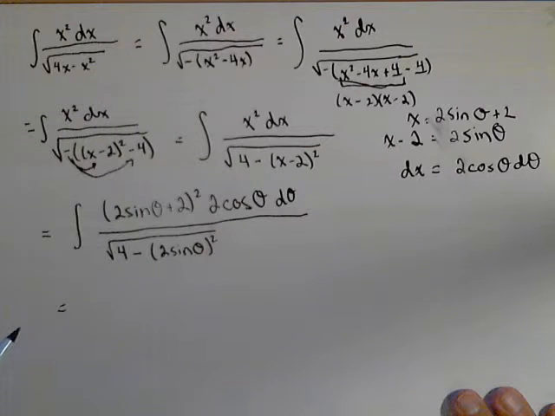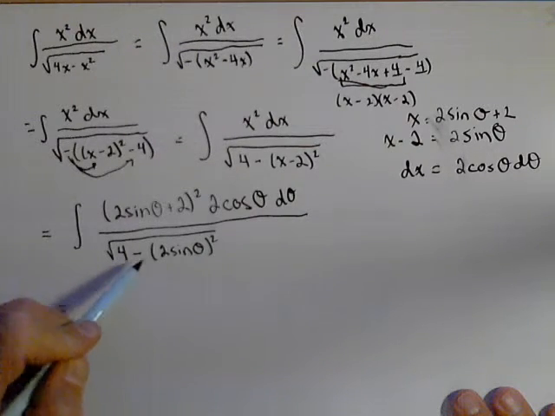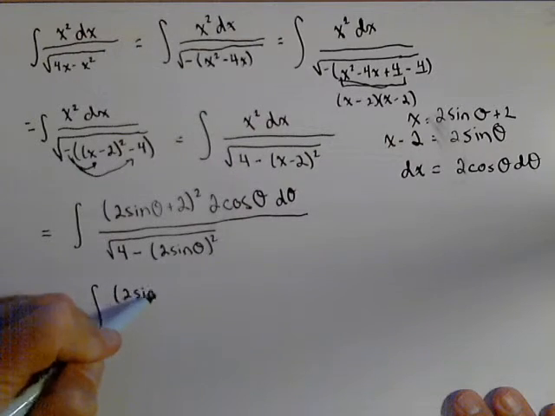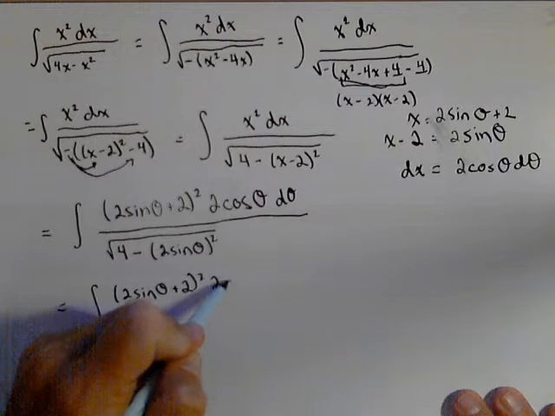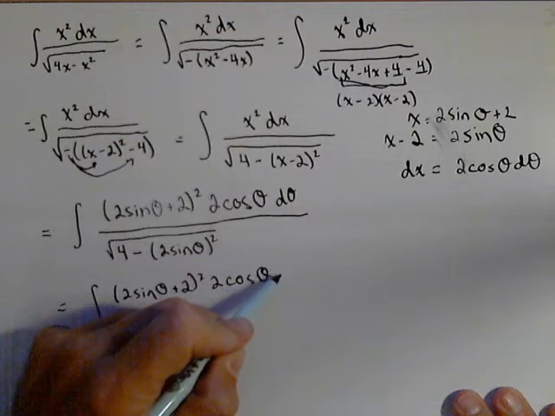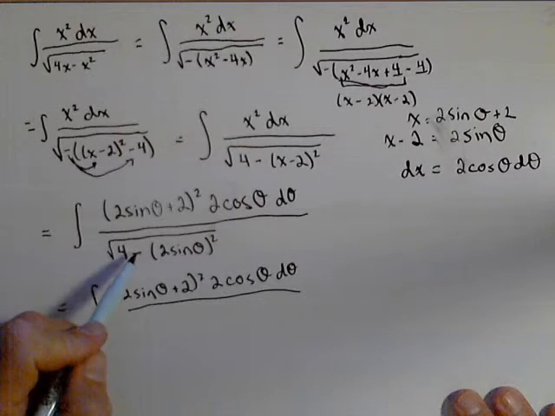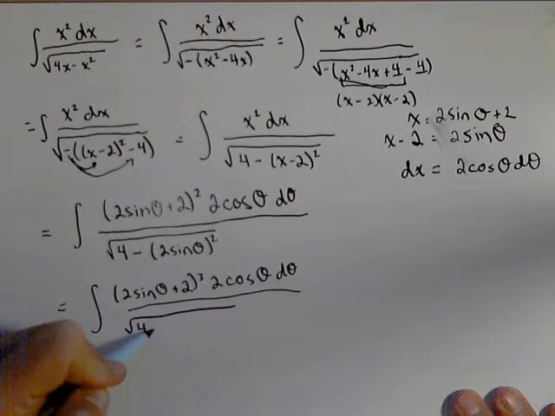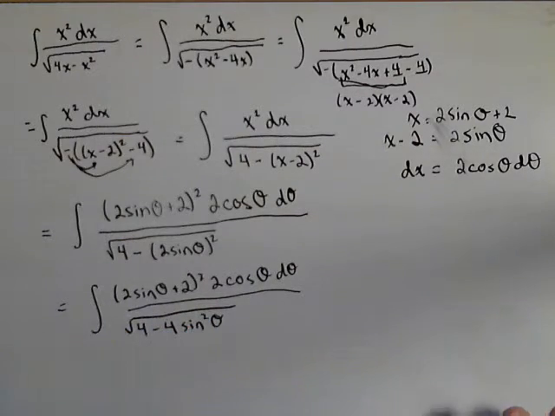Now we got a little bit of simplifying to do and see what we get. First off, remember why we do this. I'm not going to multiply this out yet. Let's see how easy we can make this thing before we have to deal with this. 2 cosine theta d theta all over. I'm going to have the square root of 4 minus 4 sine squared theta.